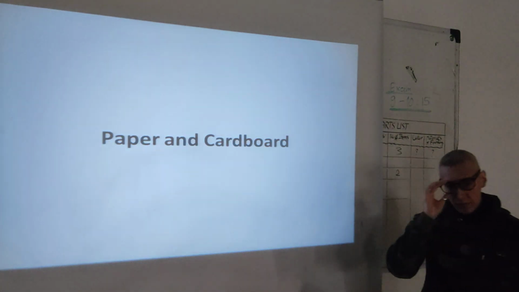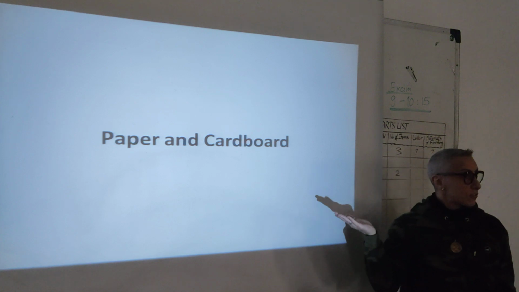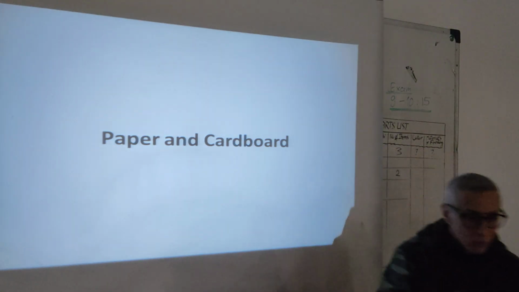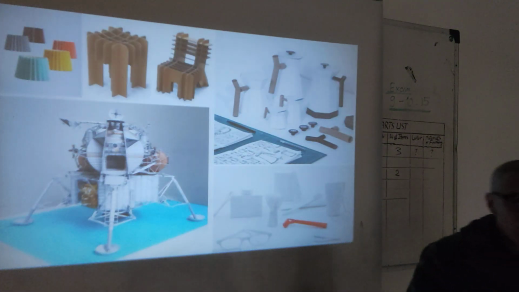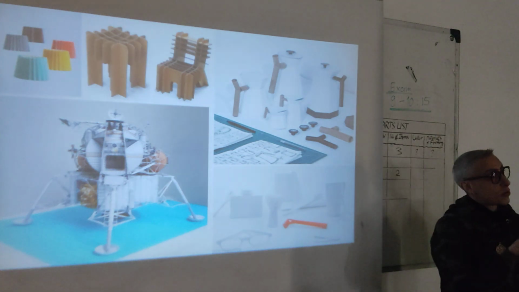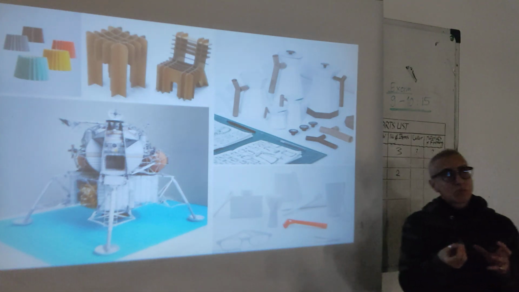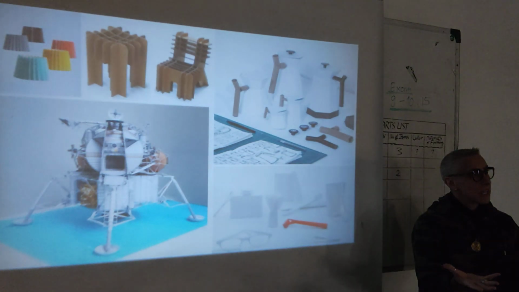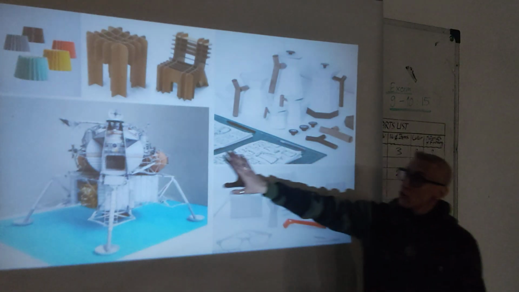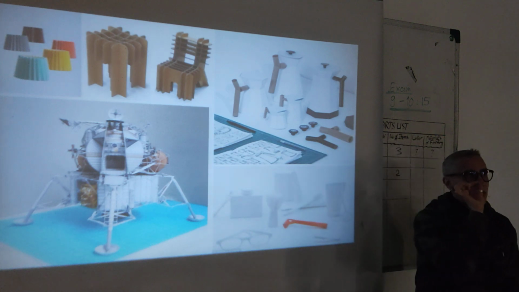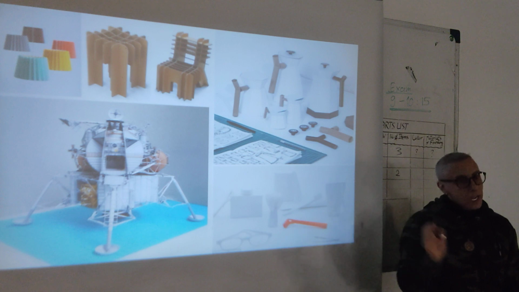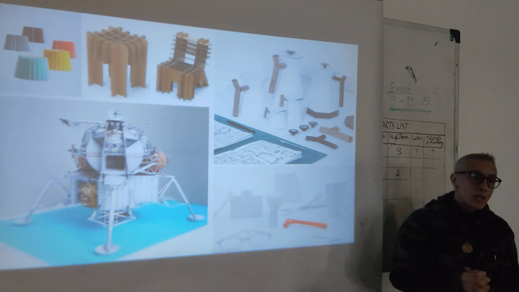Now let us look at some of the materials. Like we said, paper and cardboard are very common materials to use in model making. So let's see some examples. You can use paper and cardboard for very simple models, not very detailed, not very accurate, or you can use it for very accurate, very detailed, realistic looking models. So again, it depends on the purpose.